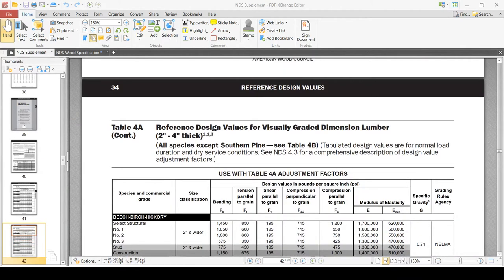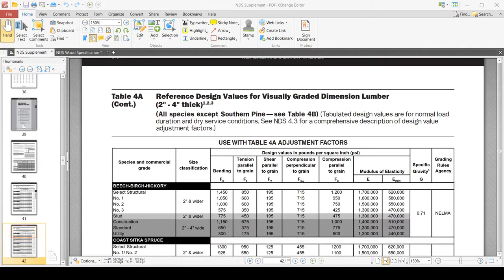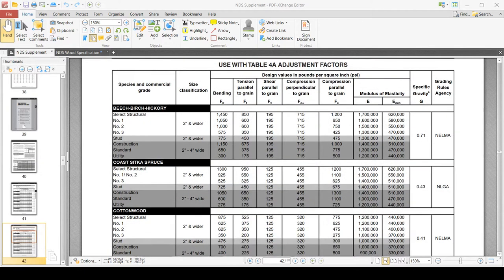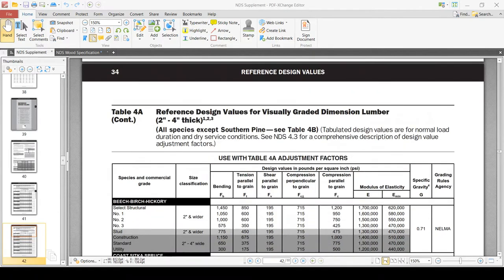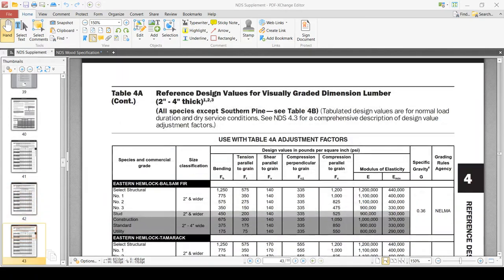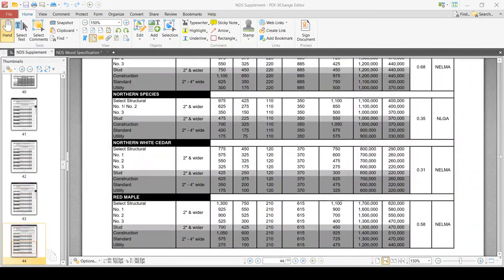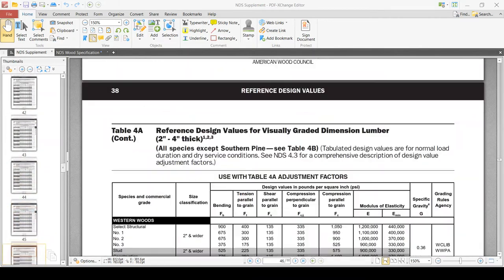And look at the title of this table here. This is table 4A in the NDS supplement, reference design values for visually graded dimensional lumber 2 inches to 4 inches thick. Just as we mentioned, and again, that would be nominal dimensions. And if we look at the footnotes, this will also be fine. So actually, let's see if we can find the footnotes. Those are always fun to read. Well, fun from a certain definition.